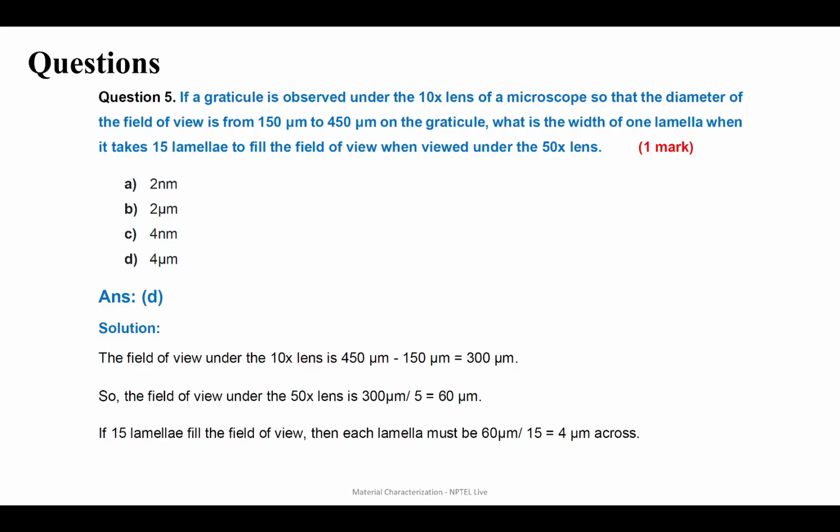So it will now show only 60 micron of the graticule, and that 60 micron is divided into 15 lamella. So the width of one lamella would be 60 by 15, that is 4 microns.